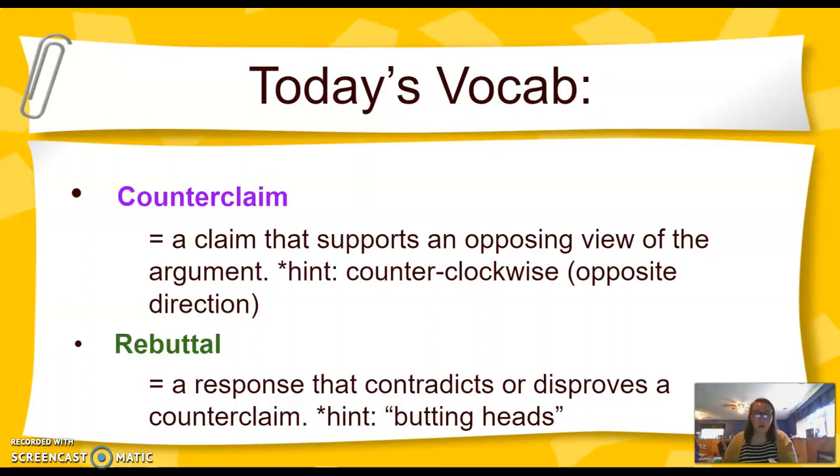The rebuttal is where you come in and you give your reason, right? So you say, some people might think this about this topic. Well, here's why that's not true. When you think rebuttal, you can think butting heads, right? This view versus this view. I'm going to prove why my view is the correct view.